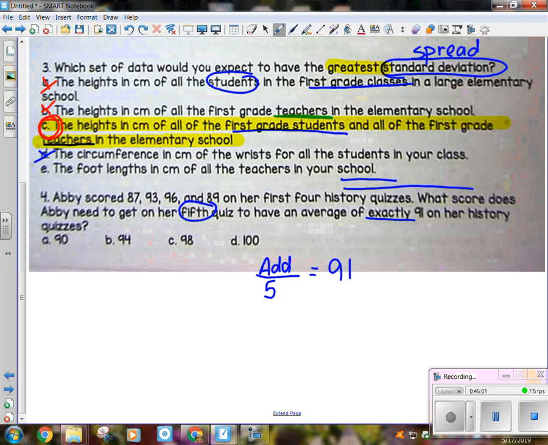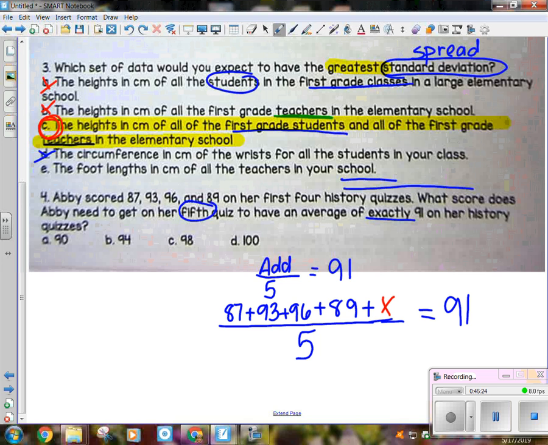So let's just see if we can put this into perspective. If I made 87, I would add that to 93, add that to 96, and add that to 89. And then I'm going to have to add in some other quiz score that I don't know yet. But when I add them up and I divide them by 5, I know what I want the answer to be. I want the answer to be 91. So in a way, you could represent this as an algebra problem. Set up this way: 87 plus 93 plus 96 plus 89, and add those up.